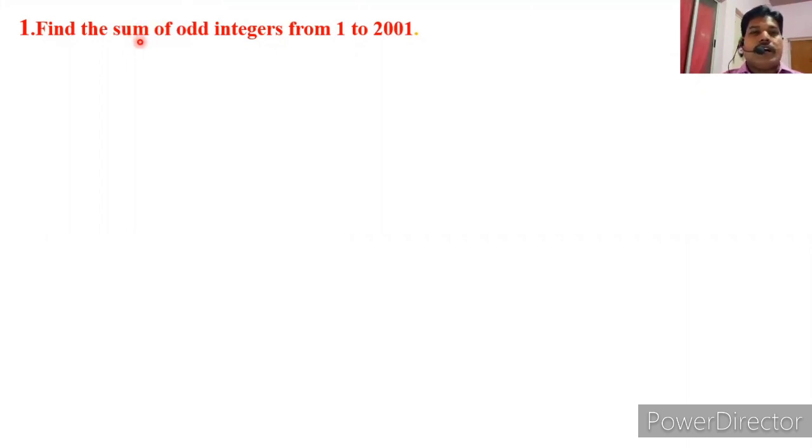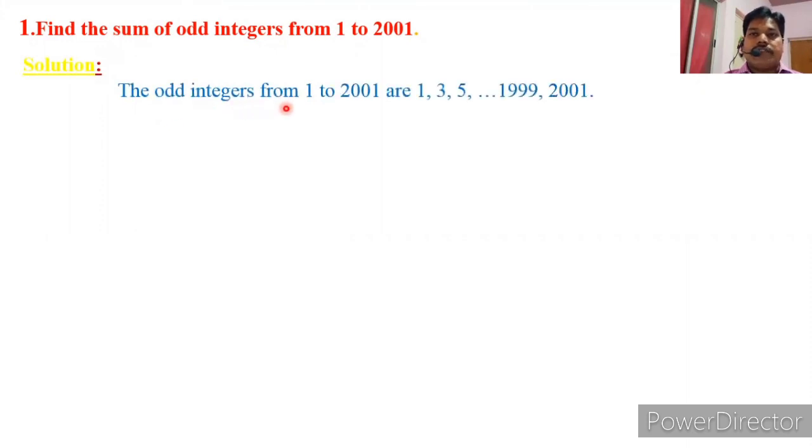So we will use the conditions we already learned in the previous class. See that one here. First, the odd integers from 1 to 2001. What are the odd numbers? 1, 3, 5, and so on. Before that, already we know that 2001 is also an odd number.